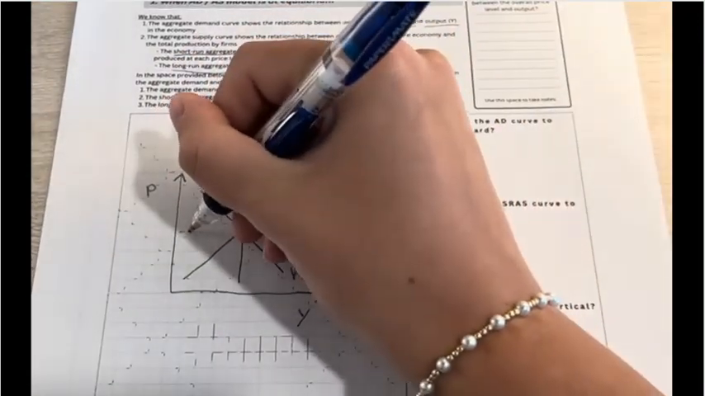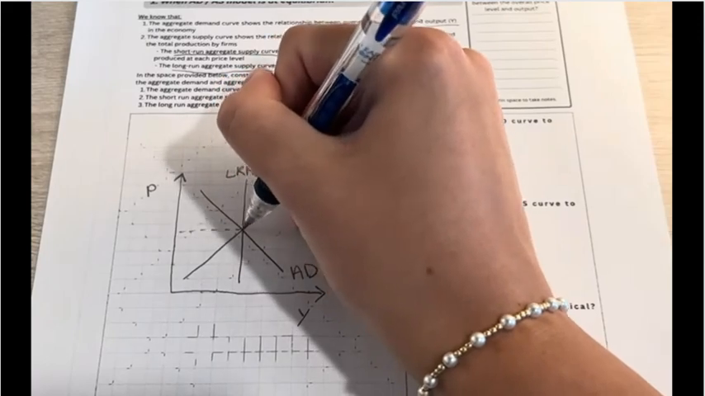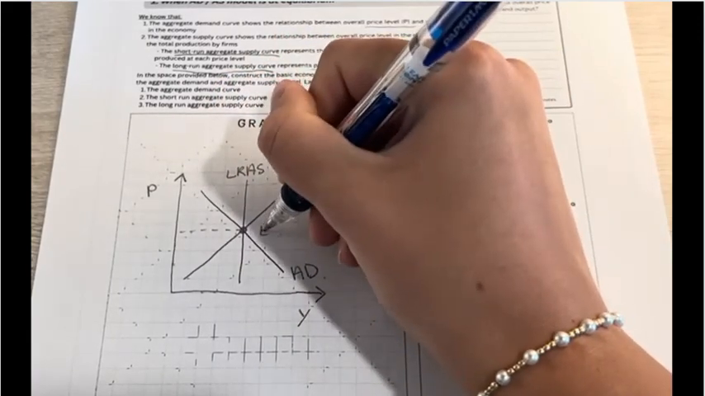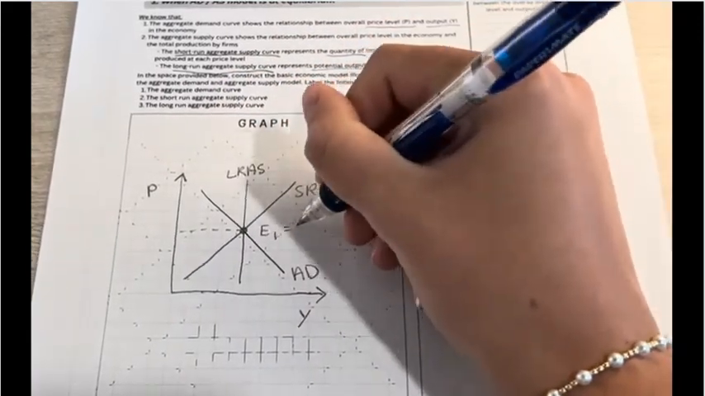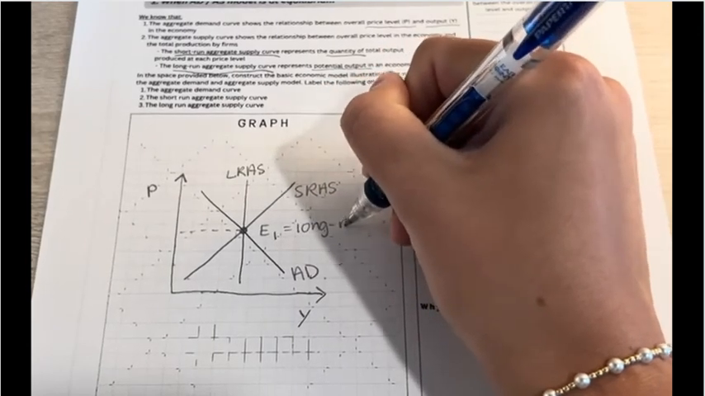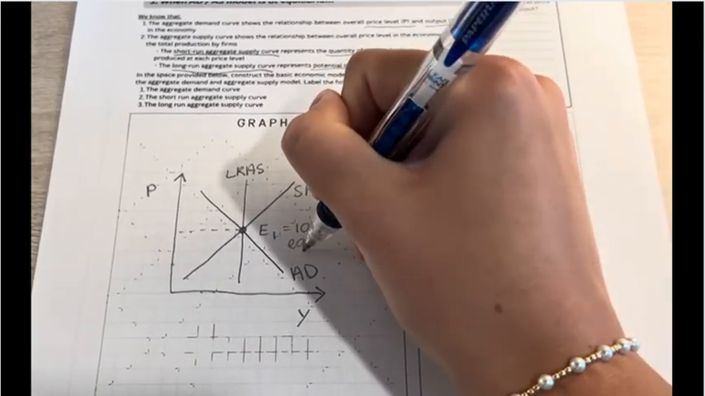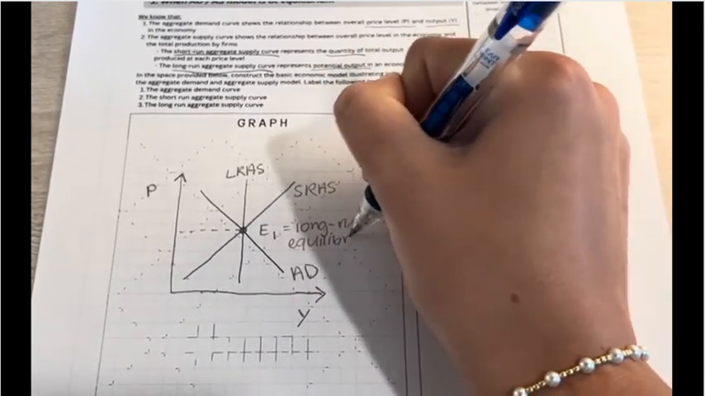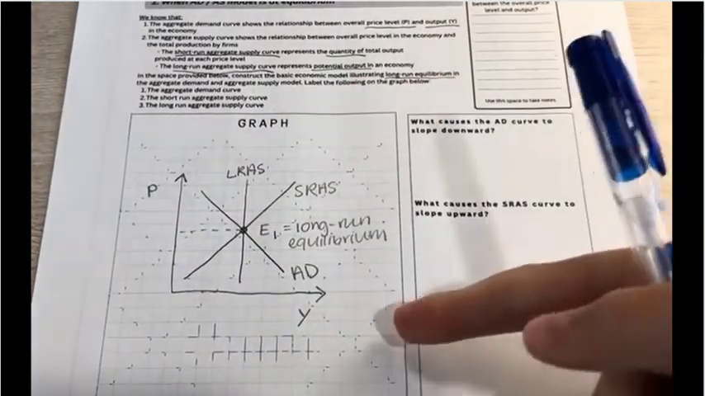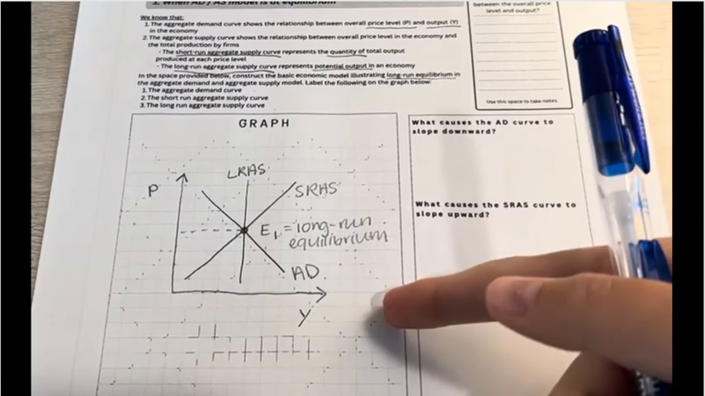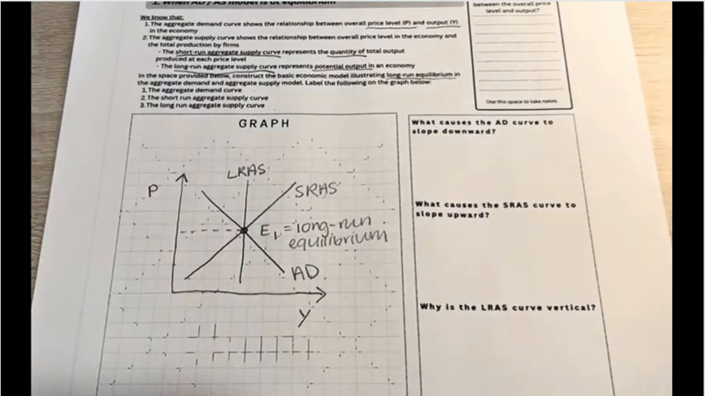We know that this point right here represents E1, which is long-run equilibrium. So now that we have the basic model represented, we can answer these questions to the side.